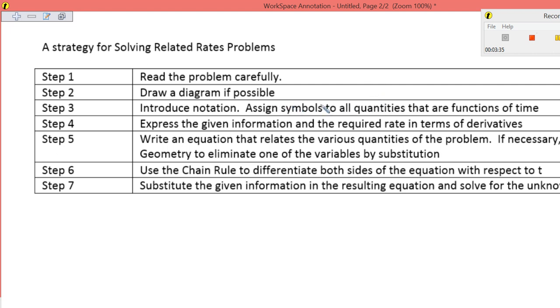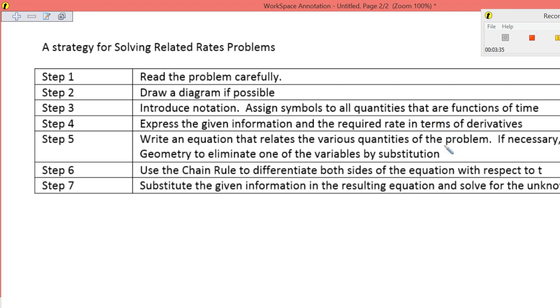We have to look to see what we are trying to find. So if we're trying to find how fast y is moving, then we would call it dy/dt. If we're trying to figure out how fast x is moving, then we call it dx/dt. So we have to express the given information in terms of derivatives. We're going to write an equation that relates the quantities. So we may use the Pythagorean theorem, we may use the area of a circle, we may use the area of a cone.